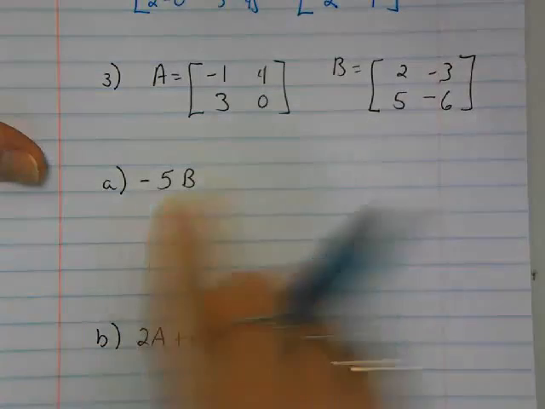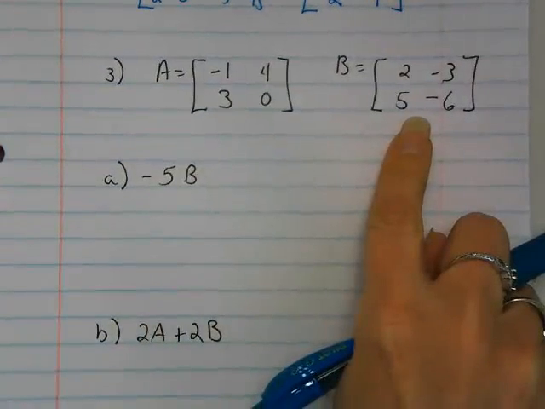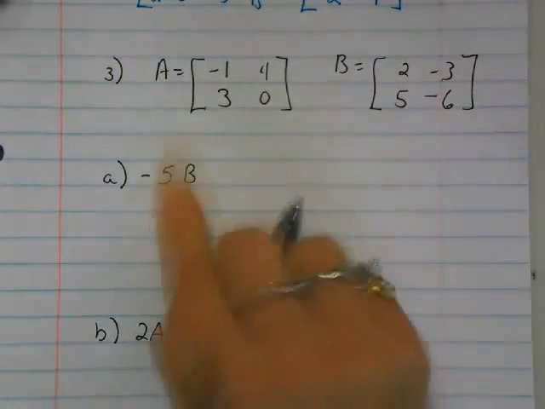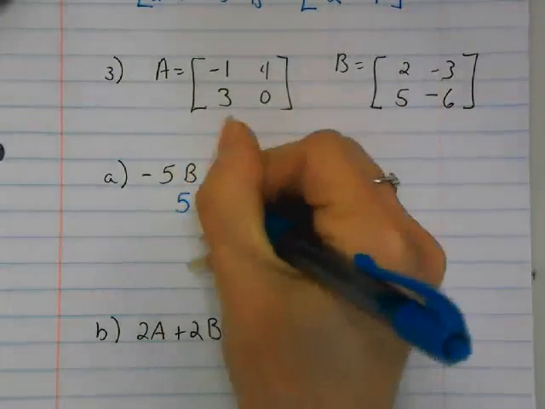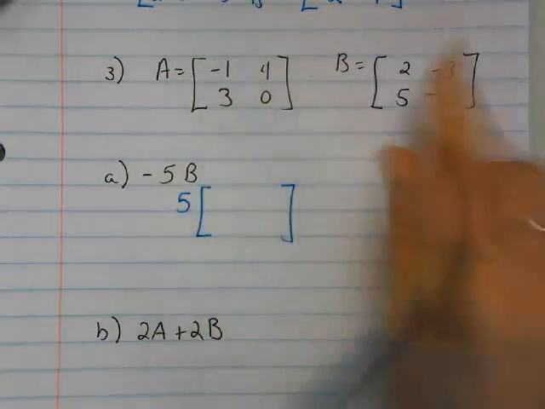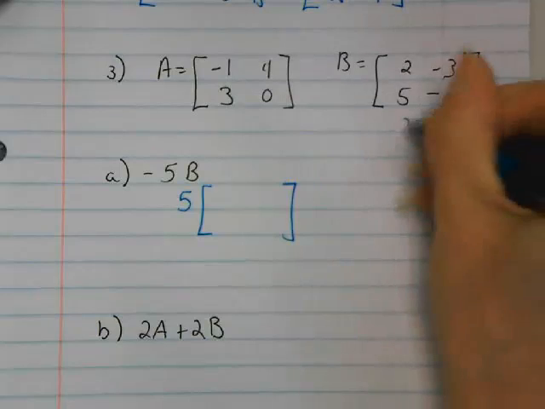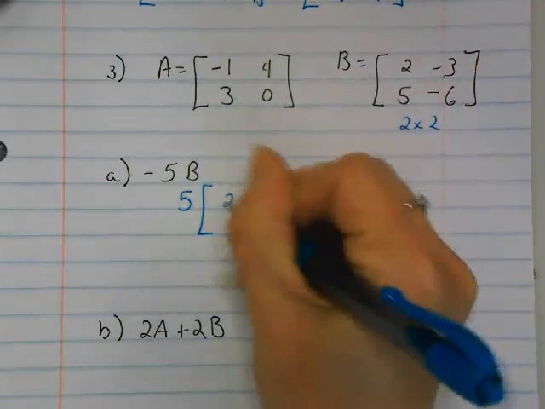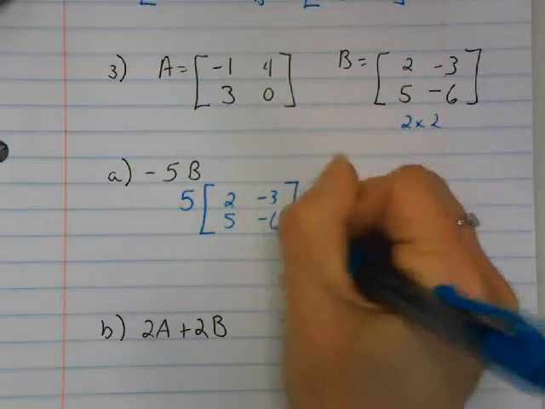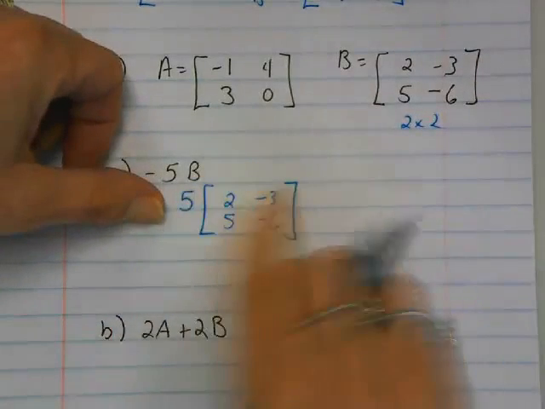So -5 times B. I'm taking -5 and multiplying it by this, and what's the order of this? It's a 2 by 2. Which means I'm going to take -5 and multiply it by every term.